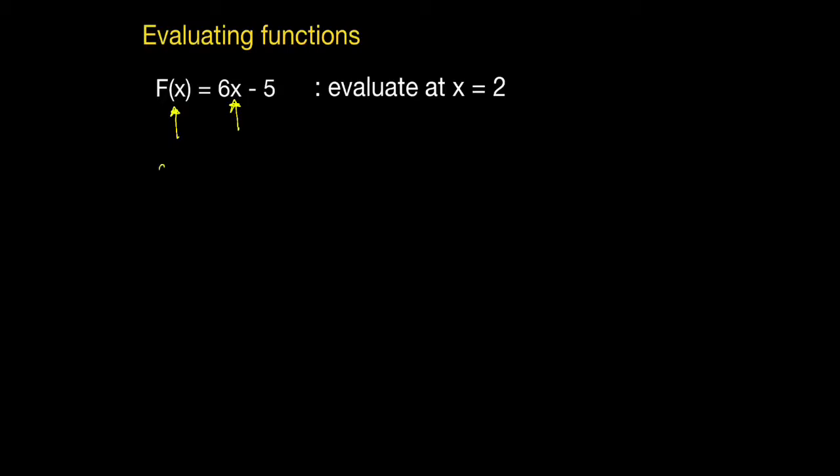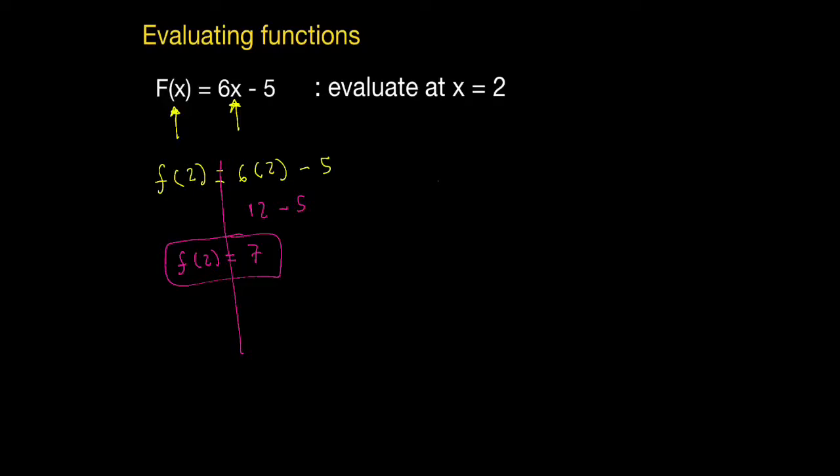So now I have f evaluated at 2 is equal to 6 times 2, subtract 5. And now I can simplify the right hand side. 6 times 2 is going to give us 12. And then if we subtract 5, we're going to get a total of 7. So we get that f of 2 is equal to 7.